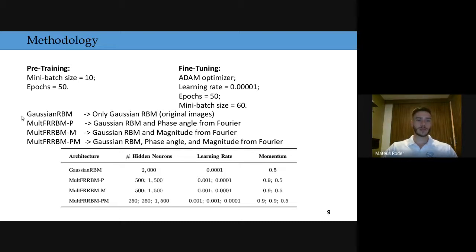Here we have the names of the models employed. Gaussian RBM stands for only the original images feeding a Gaussian RBM. The multi-Fourier RBM based with P stands for the Gaussian RBM and another RBM to process the phase angle from the Fourier transform. The multi-Fourier-based RBM magnitude stands for the Gaussian RBM and another RBM to process the magnitude from the Fourier transform. And finally, the multimodal Fourier RBM phase and magnitude stands for the three models together composing the final model.